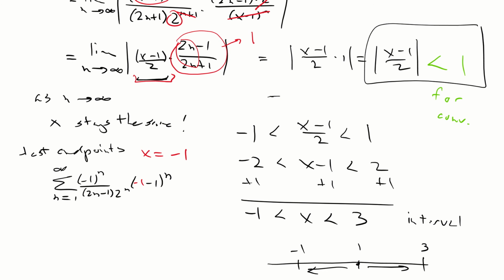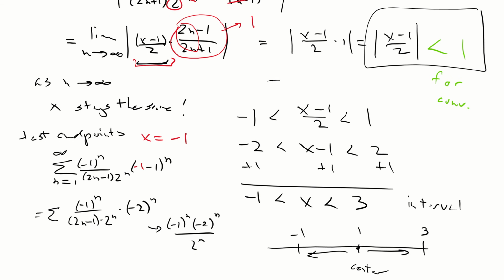Let's see. I've got the series, minus 1 to the n, and we've got 2n minus 1 times 2 to the n. And then what we have here is minus 2 to the n. Look at all that stuff that's going on. So I've got minus 1 to the n, minus 2 to the n, over 2 to the n, and forget the other guy. What all happens here?